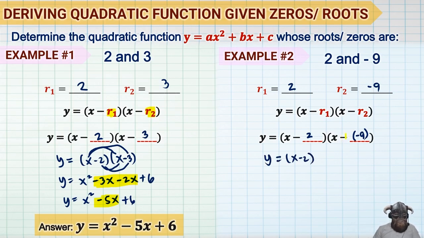Then, if you notice here, minus negative 9. So, we can set this one as plus already. So, it will become x plus 9. So, from there, once again, we'll just need to do FOIL.